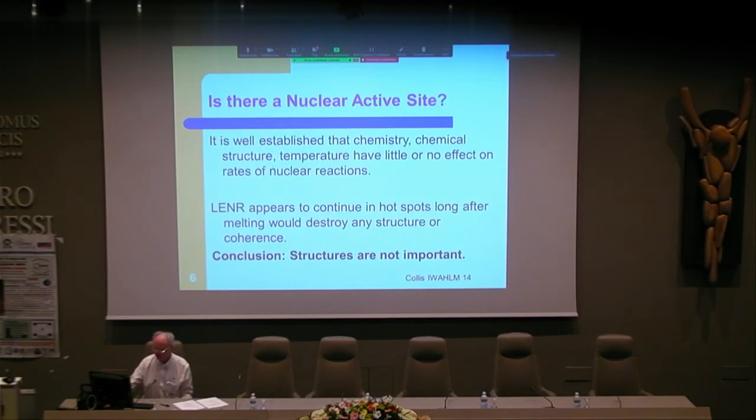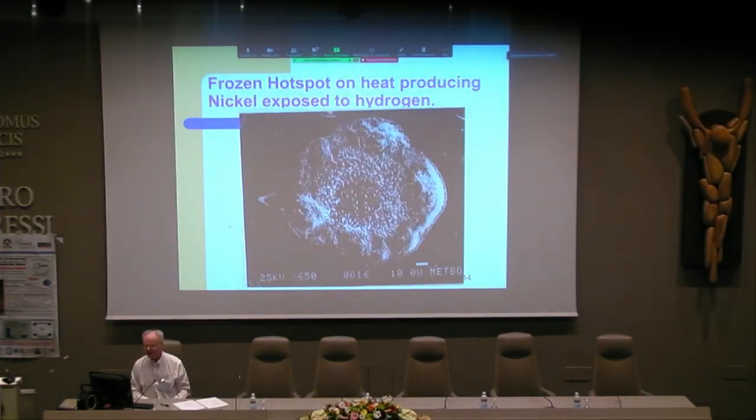Structures are not important. This is an example of a hot spot, and you can see it's about 100 microns in diameter, maybe a little bit more. This is on the surface of some nickel, and the label at the bottom right-hand corner is the Department of Metallurgy at the University of Bologna, B for Bologna. And this was made in 1996 in Stramenus' laboratory.